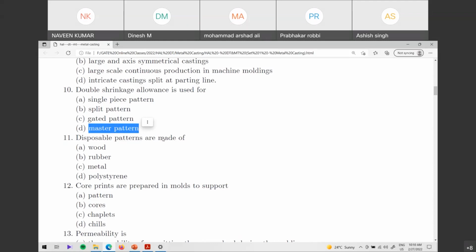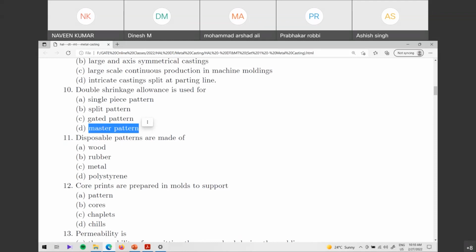So in double shrinkage, one shrinkage you are considering with respect to the metal. Another shrinkage you're considering with respect to the pattern itself. For wood also there might be an increase or decrease of volume, because I already told you, I went to a pattern shop. They maintain proper humidity and some kind of temperature, so that they reduce the problems with wood, because the wood will expand or compress based on the temperature and humidity.